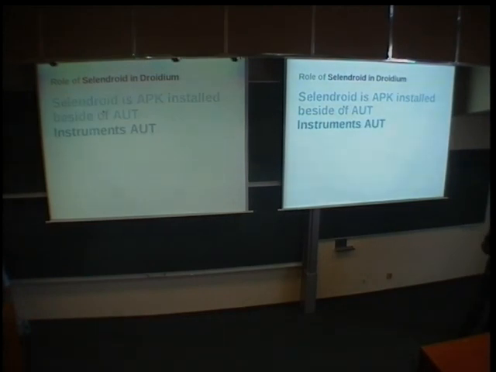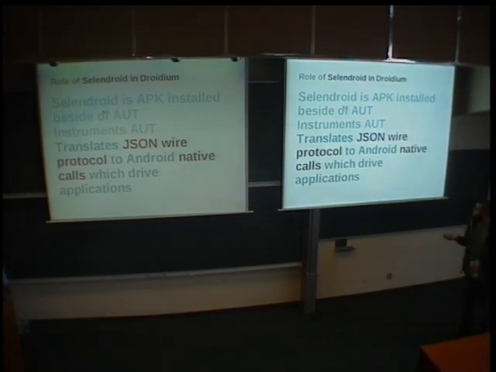The Selendroid server instruments the application under test. Instrumentation is made in terms of Android instrumentation. And Selendroid translates the JSON wire protocol into native calls, which drive the application. So when you have a WebDriver, Graphene sends some JSON wire protocol to the other side, and Selendroid is for translating this JSON wire protocol to the internal calls for Android, which drives your application.